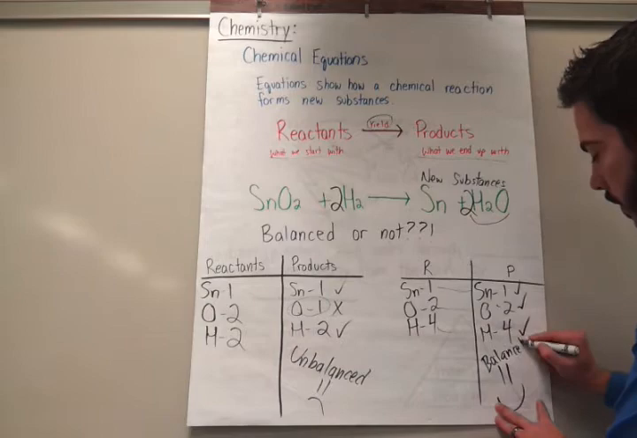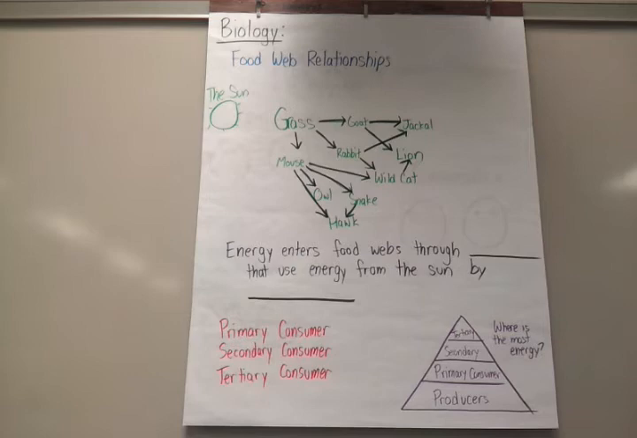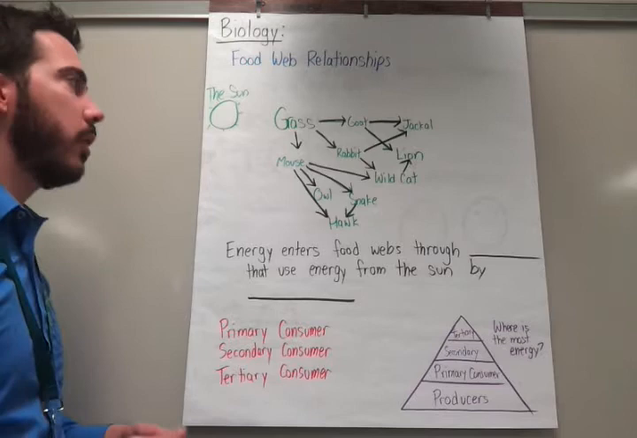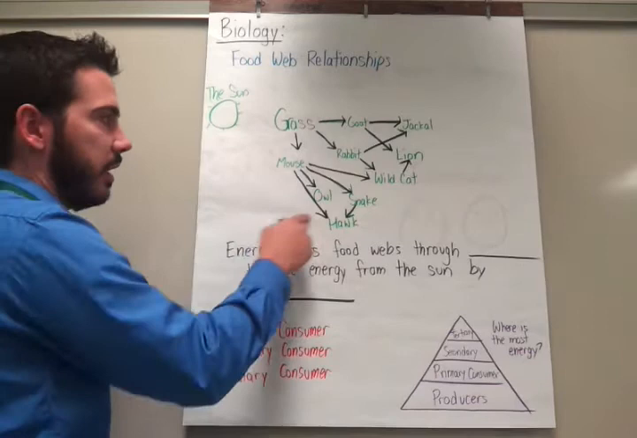Let's talk a little bit about biology, food web relationships. There are several different ways of looking at a food web. There are several different relationships that occur in a food web. Everything is kind of connected, they're interdependent. So here's an example of just a very basic food web.